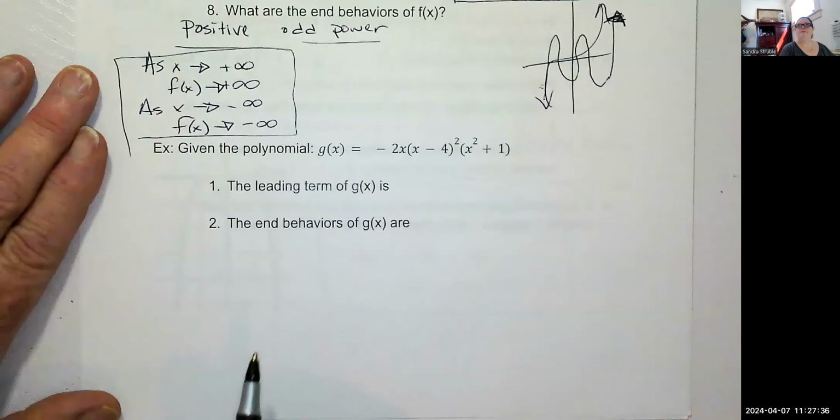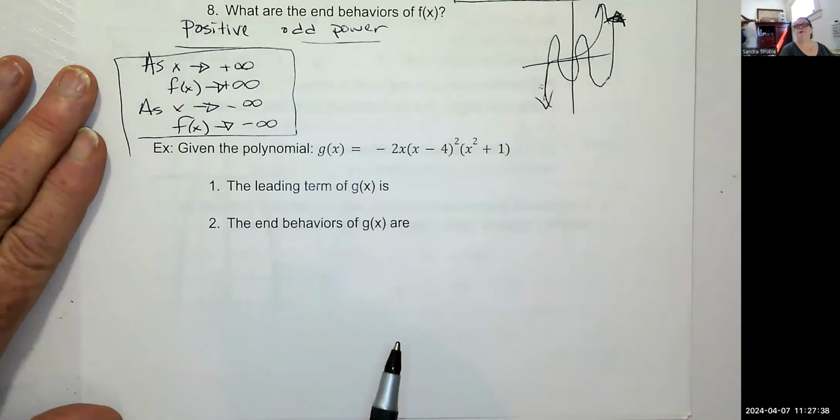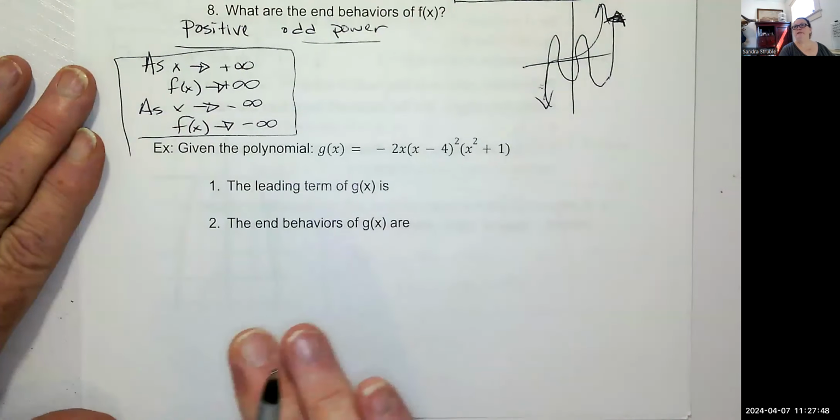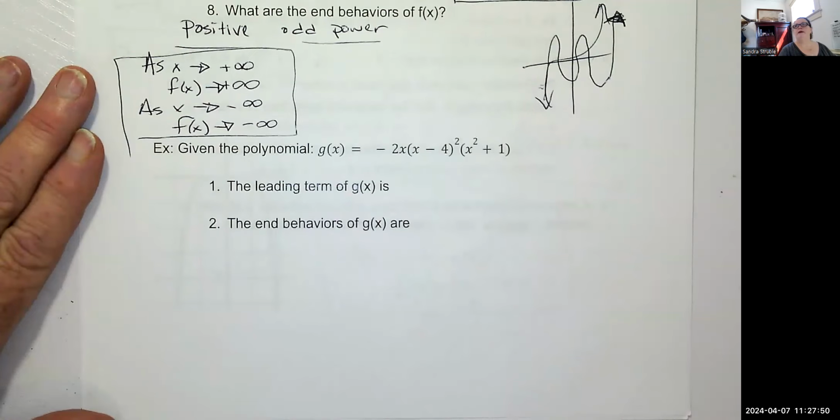Given the polynomial g of x is equal to negative 2x times (x minus 4) squared times (x squared plus 1). Be very careful on this, all right? I do not need you to multiply this whole thing out. All I need you to do is focus on the x's.